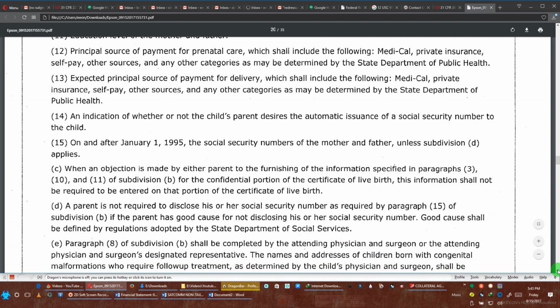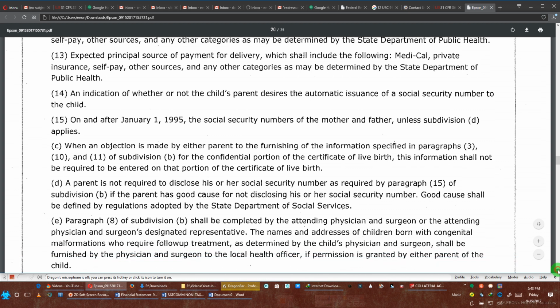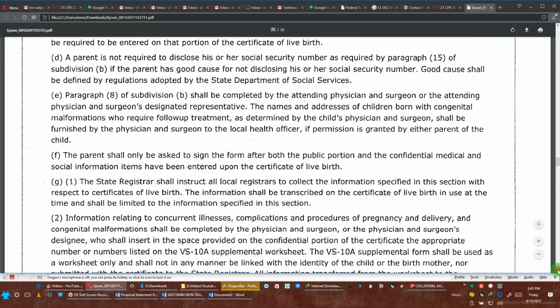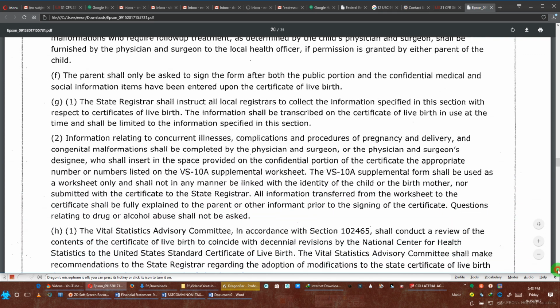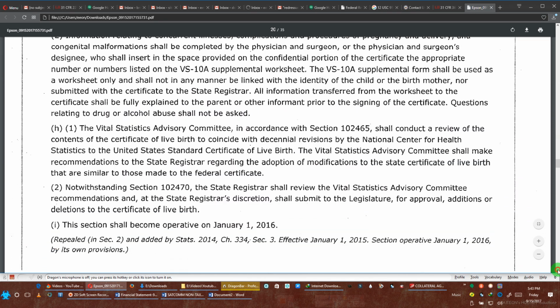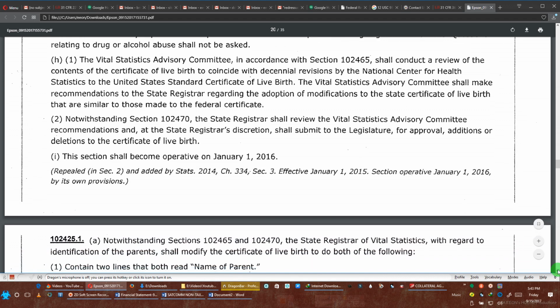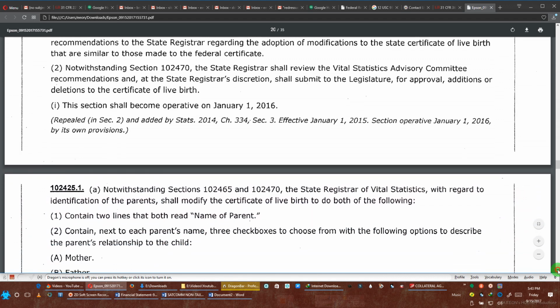When an objection is made by the other parent to furnish the information specified in paragraph number 3, confidential portion of the live birth certificate, the state registrar shall, information relating to concurrent, the vital statistics advisory committee, notwithstanding section 3, the registrar shall review the vital statistics registry committee. This section shall become operative January 1st, 2016.